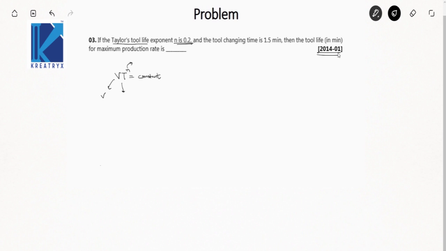Now what they have given is n in this question is 0.2, and they have given the tool changing time is 1.5 minutes. So the Tc is 1.5 minute. Now what they are asking is the tool life for maximum production rate. So if you have read the theory properly, for maximum production rate, the relation which we are getting is T equals Tc into (1 minus n) by n.